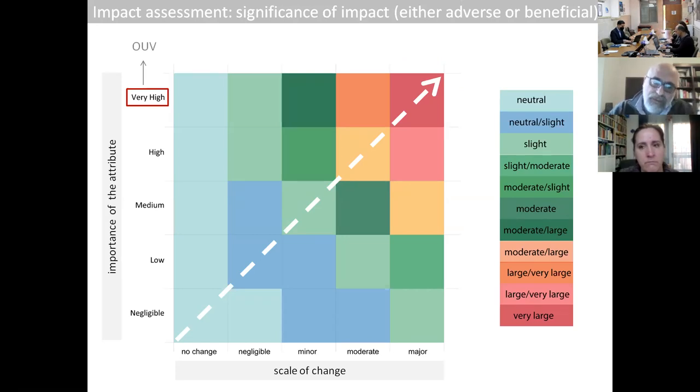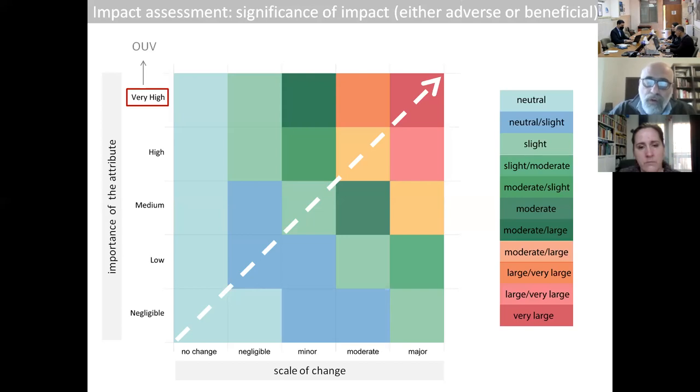For the scale of severity, this is an example from the guidance. We should consider that in the case of the HIA for OUV, we have on the x-axis the scale of change, and on the y-axis the importance of the attribute. The concept of importance of attribute is a very risky concept. It's very difficult to give more importance to a specific attribute than to another one, and if you have to do this, you always have to demonstrate why you are giving different impacts. But in the case of impact assessment in World Heritage properties, we always have to consider the attributes coming from the OUV, the outstanding universal value, as of very high importance.